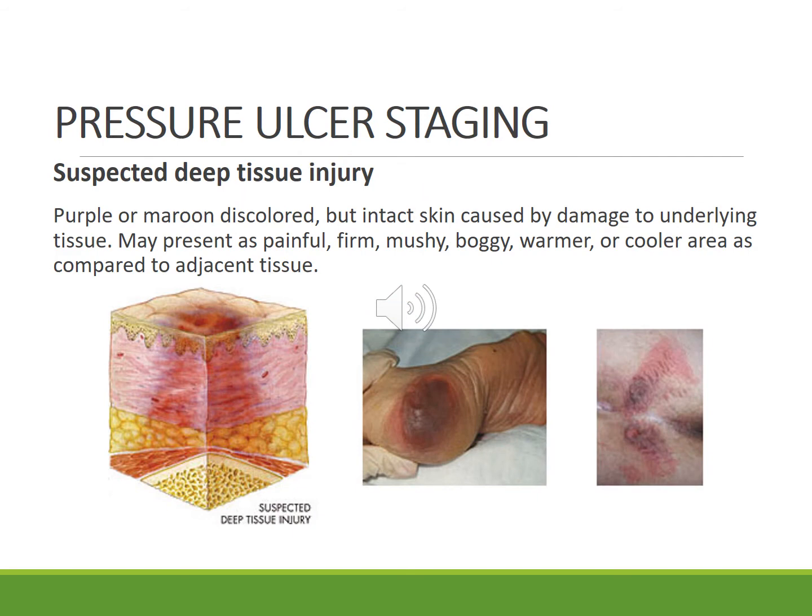So the first stage we're going to talk about here is that suspected deep tissue injury. And this presents itself as a purple or maroon discoloration, but the skin is still intact. It is caused by damage to the underlying tissue. It can present as very painful. The area may be firm or mushy, boggy, warmer or cooler as compared to adjacent tissue. So as you can see, with these pictures, you see that dark maroon, especially in the middle one there, that dark maroon purplish color. We would stage this as a suspected deep tissue injury, and this is a stage that is considered a pressure ulcer.